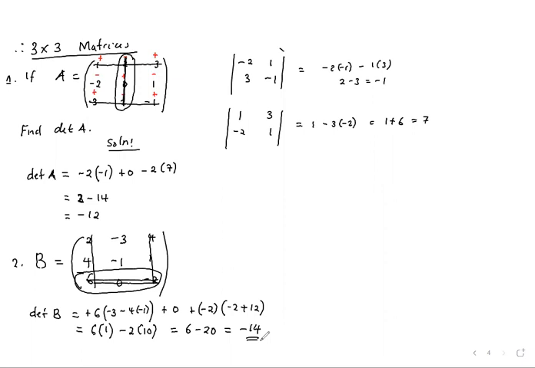Sir, hello? The signs, how do they work? Which sign? The positive, negative, positive. Negative, positive, negative. You only use them when you're getting the determinant and the cofactor matrix. Only that time.